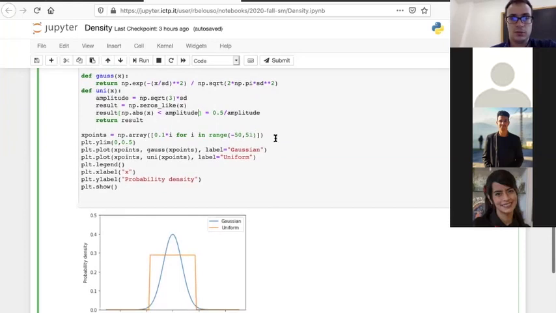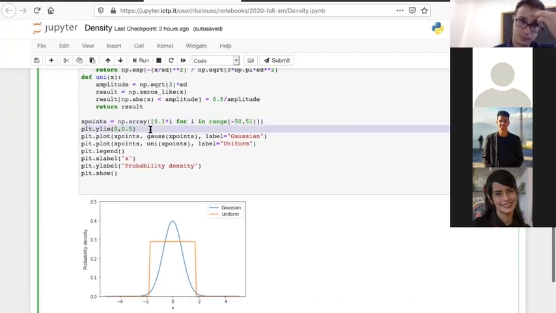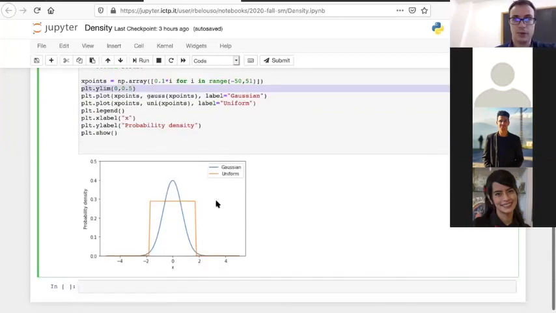This defines the x points at which I interpolate the plot, which you see below. Okay, so we have a graph. Here you can see the Gaussian. It is a bell-shaped curve, the blue line, and the uniform distribution. You see that the probability density is 0 everywhere except this little interval from almost minus 2 to 2.